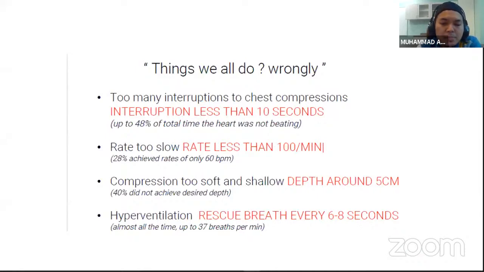Then the chest compression is too soft or shallow, too slow and not deep enough when pressing. The depth when we do chest compression should be around 5 cm. And then hyperventilation, meaning that when you give the rescue breath, it should be around 6 to 8 seconds if the patient is already intubated. If not intubated, as usual, after 30 compressions, 2 rescue breaths.